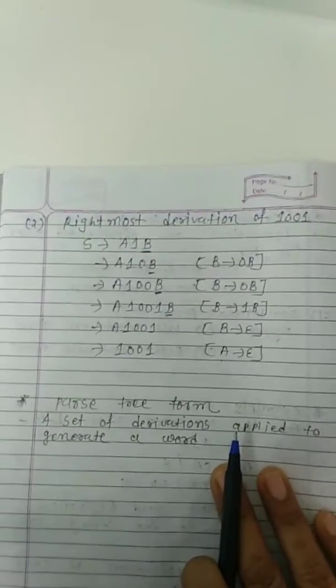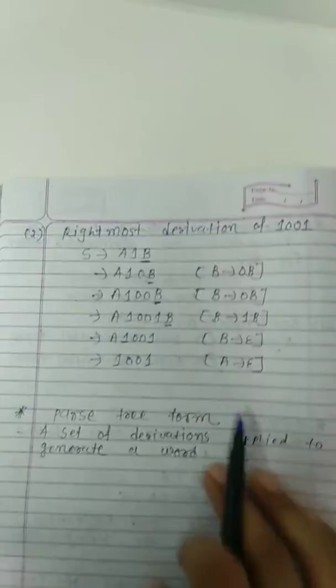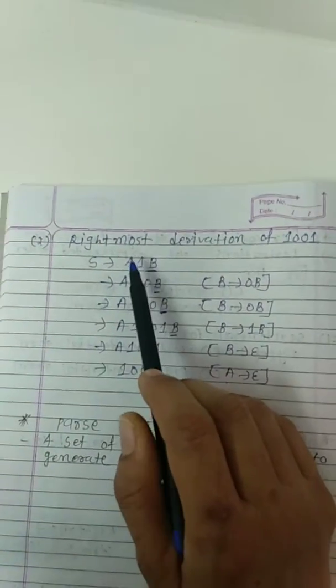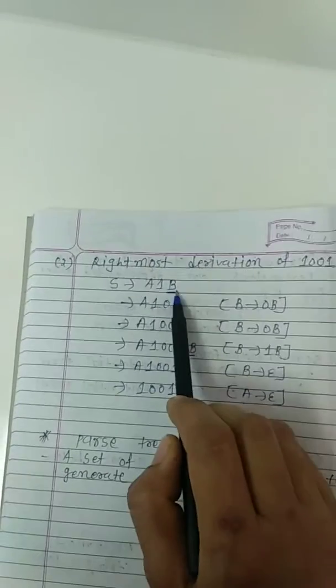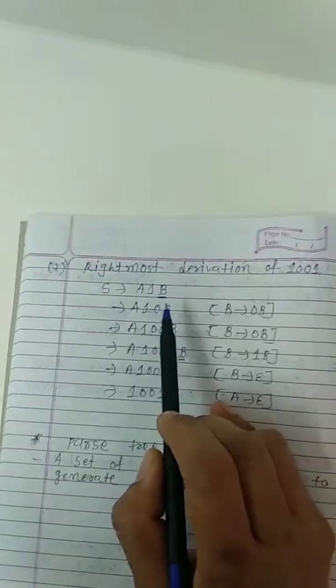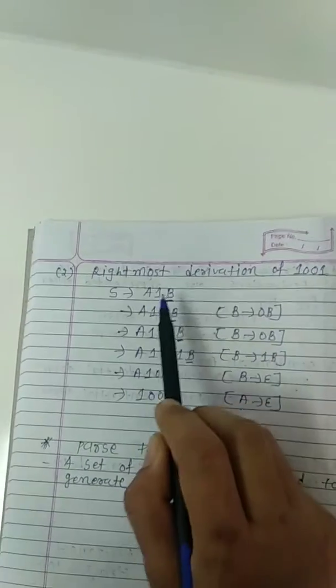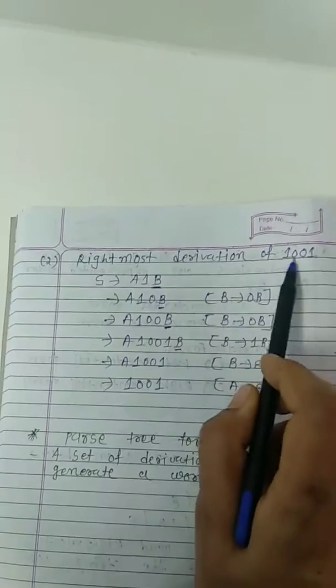The second one is the rightmost derivation. In the rightmost derivation, we always process from right to left. In our production, the rightmost character is B. So instead of B, put some values. Over here, we want 1001. 1 is already there, and now we want 001.